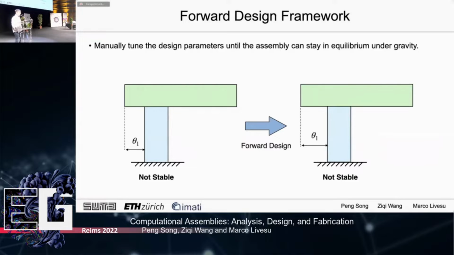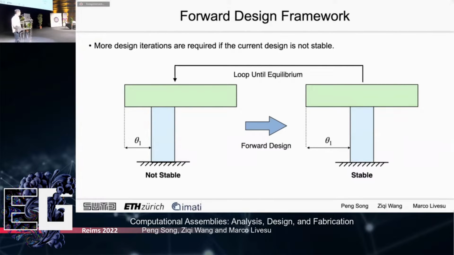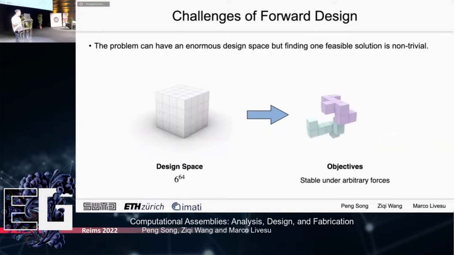In the classical forward design framework, designers try to tune some design parameter like this theta to make the assembly more stable. However, a one-time adjustment may not be able to find the correct parameters. We have to do many iterations until the objectives are achieved. So this kind of forward design framework has some limitations that make it inapplicable for many design problems.